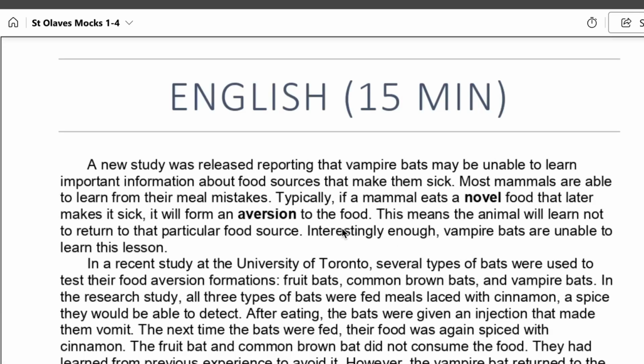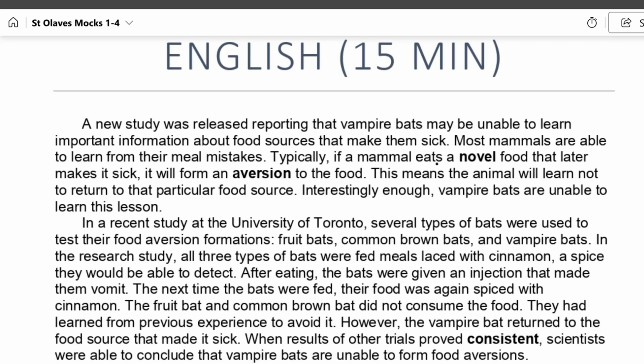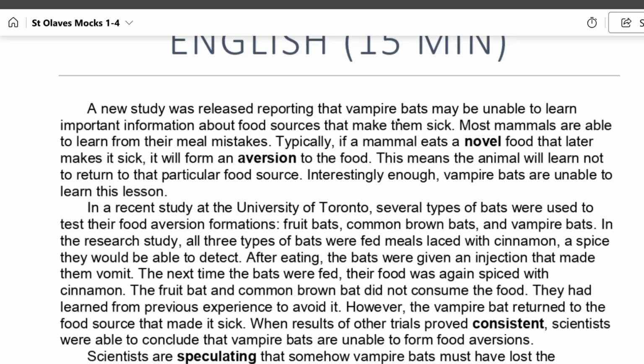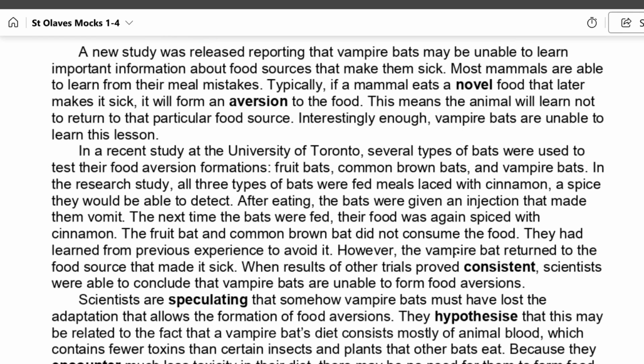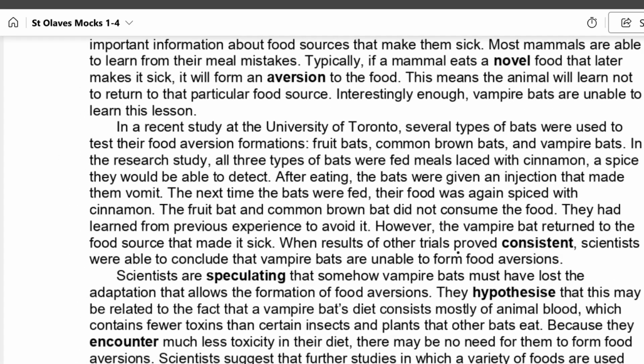We're starting off with the English comprehension section, and just to give a little more context, we are going to summarize the text. It's about how bats, vampire bats specifically, may be unable to learn important information about foods they eat. When scientists did a test comparing vampire bats, fruit bats, and the common brown bat, it was only vampire bats that couldn't form an aversion to foods that made them sick, for example, when they were given an injection that made them vomit. So it's just talking about the scientists' hypotheses and whether they came to a conclusion or not.